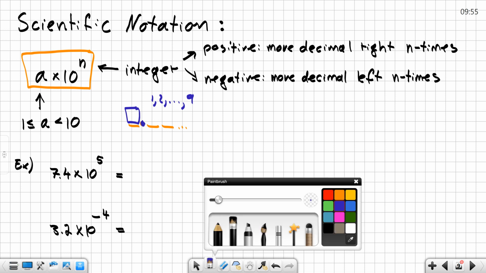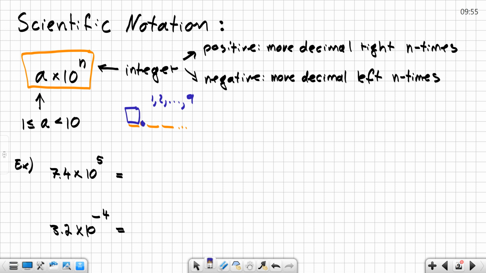And then the exponent up here, this n, has to be an integer. That means it can be 1, 2, 3, 4, 5, and so on. It can also be -1, -2, and so on.